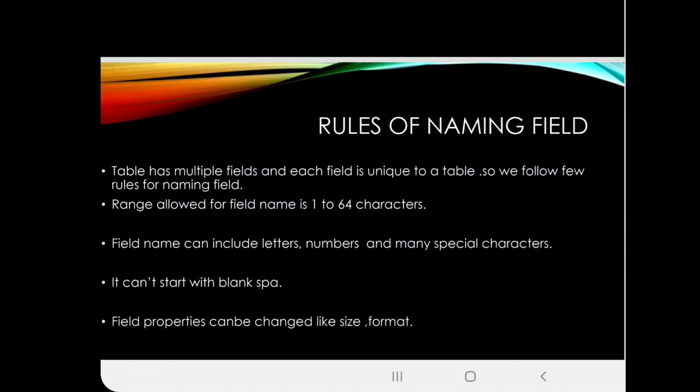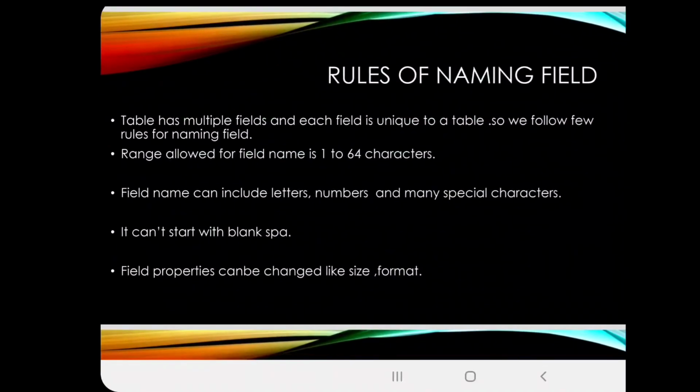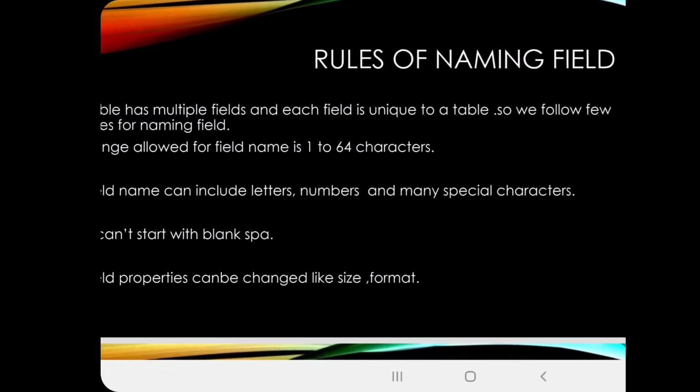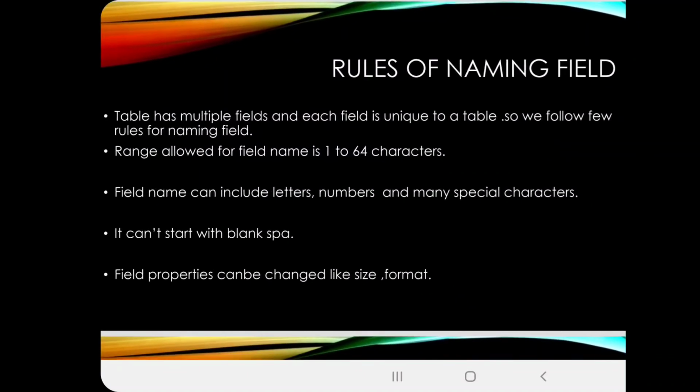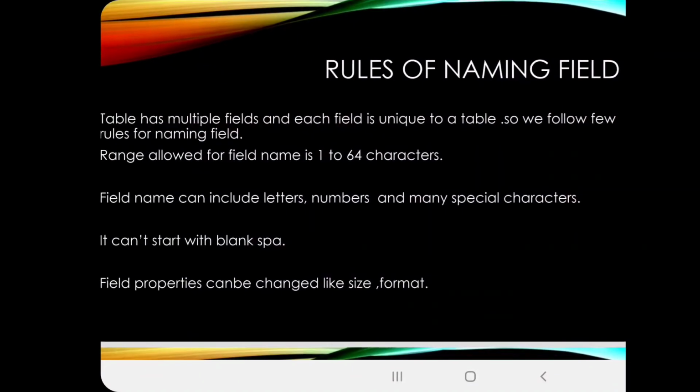Move to the next, rules of naming a field. If you are putting the field name, what four things do you keep in mind? The first, a table has multiple fields and each field is unique to a table. So we follow a few rules. First, the character size will be 1 to 64. Second, a field name can include letters, numbers or special characters. Not all, few can be taken. It can't start with a blank space. And field properties can be changed like size and format. If you want to change it to italics or another format, that will be easily done.